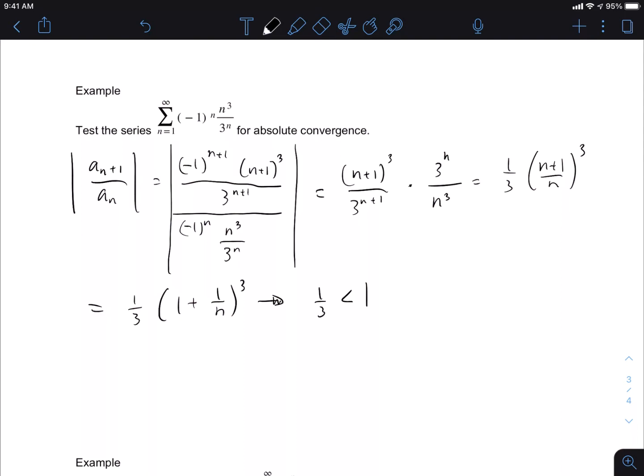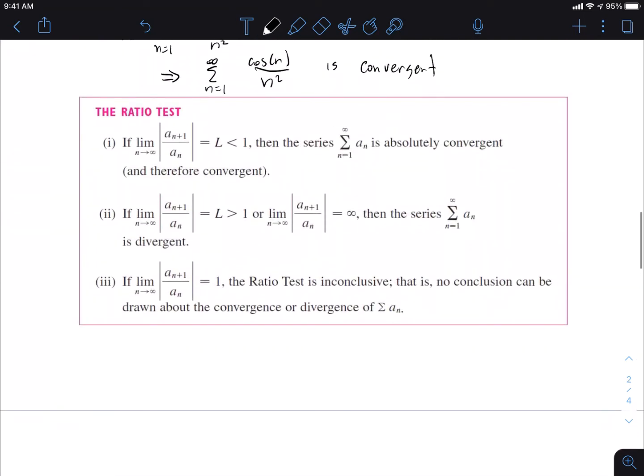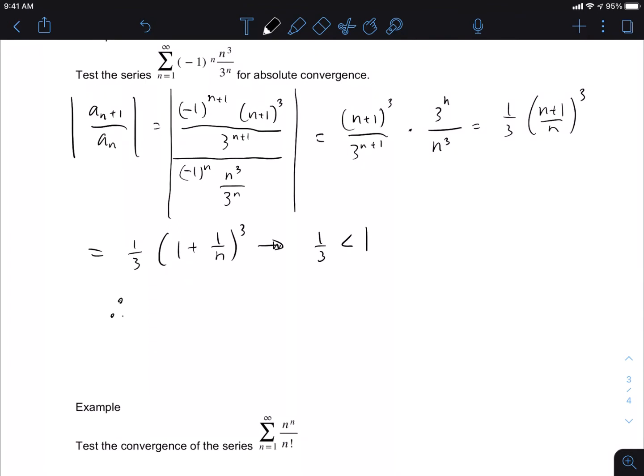Now, what does this mean for us then? Since it's less than 1, we have these values here. What does that tell us? That's the first case. It's going to be absolutely convergent. So since it's absolutely convergent, we know that by the ratio test, the given series is absolutely convergent.